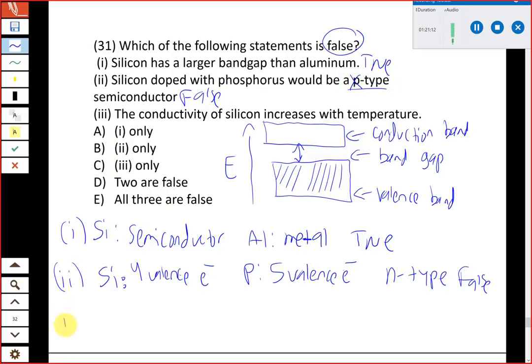And then finally, for answer choice 3, the conductivity of silicon increases with temperature. Another distinction between semiconductors and conductors or metals is how their conductivity changes with temperature. In any semiconductor, the conductivity will increase when the temperature increases.